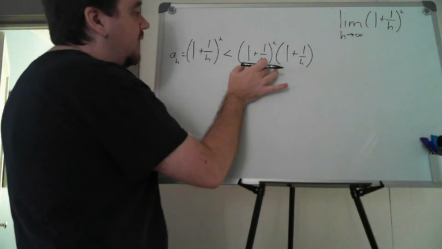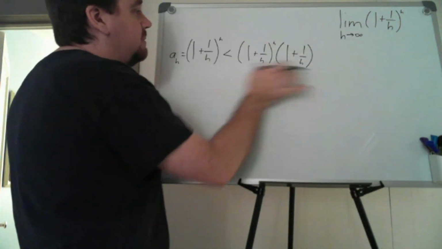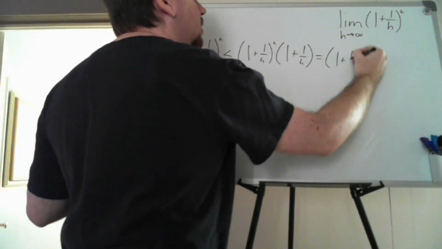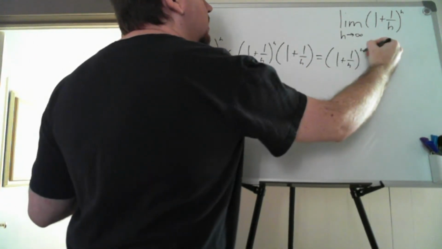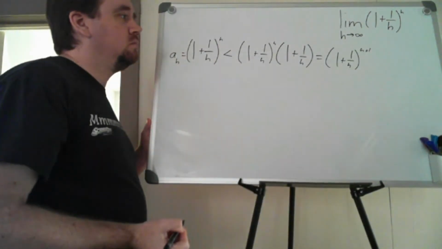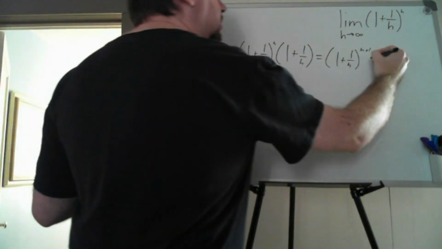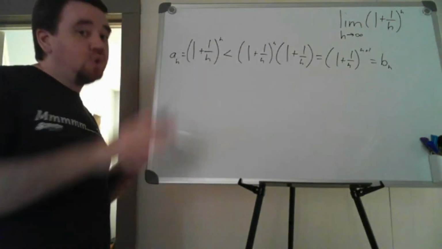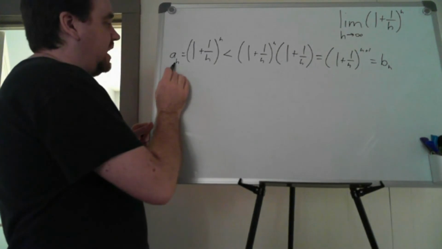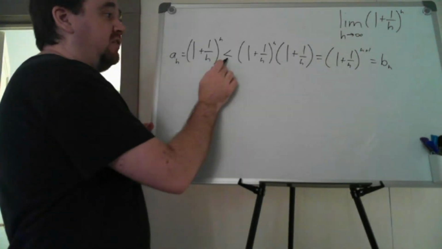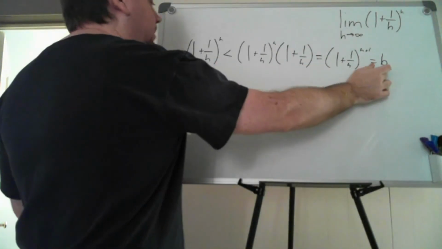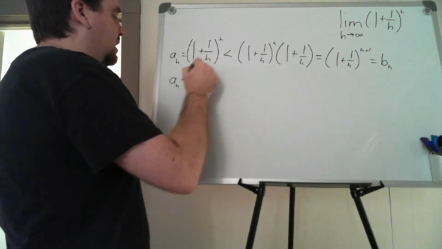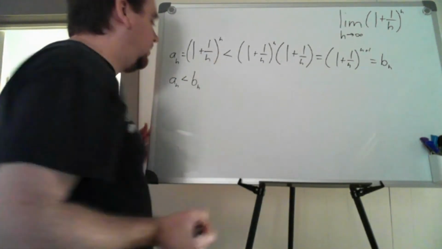Well, look at this. I have the same things being multiplied. Here's n of them, and here's one more. So this is just equal to 1 plus 1 over n to the n plus 1. But that's just equal to B sub n. So what I've shown here is, again, I've got A sub n, an equal sign, then a less than sign, then an equals sign, B sub n. Putting this all together tells me that A sub n is strictly less than B sub n.